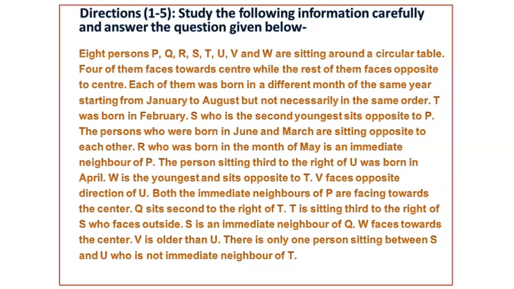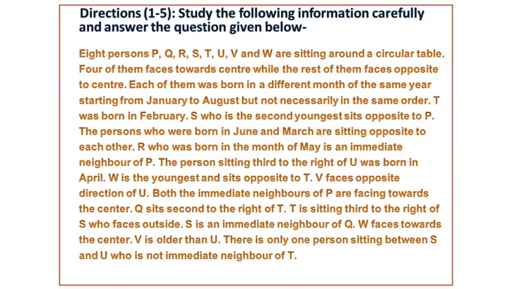8 persons P, Q, R, S, T, U, V and W are sitting around a circular table. 4 of them face towards the center while the rest of them face opposite to the center. Each of them was born in a different month of the same year starting from January to August but not necessarily in the same order.